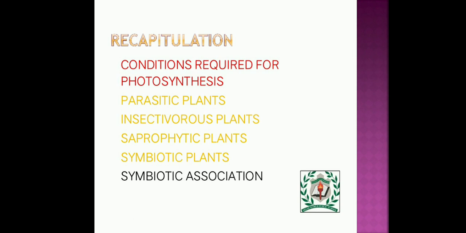Next, moving on to the heterotrophic mode of nutrition. The organism which cannot prepare its own food is known as a heterotroph, and the mode of nutrition is called the heterotrophic mode of nutrition. In that, we studied parasitic plants. Parasites are those which live on another organism as a host. In that, we discussed Cuscuta and Rafflesia. Next come the insectivorous plants, which cannot prepare their own food, but something they can synthesize is carbohydrates. Examples of insectivorous plants are pitcher plant, bladderwort, sundew plant. Insectivorous plants are also called carnivorous plants.